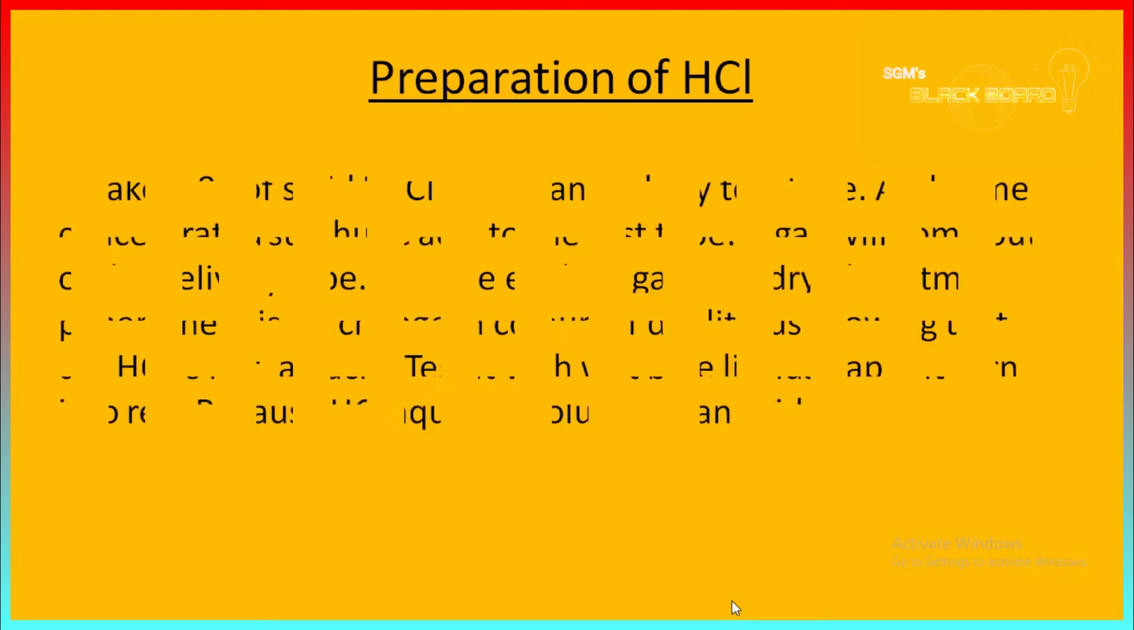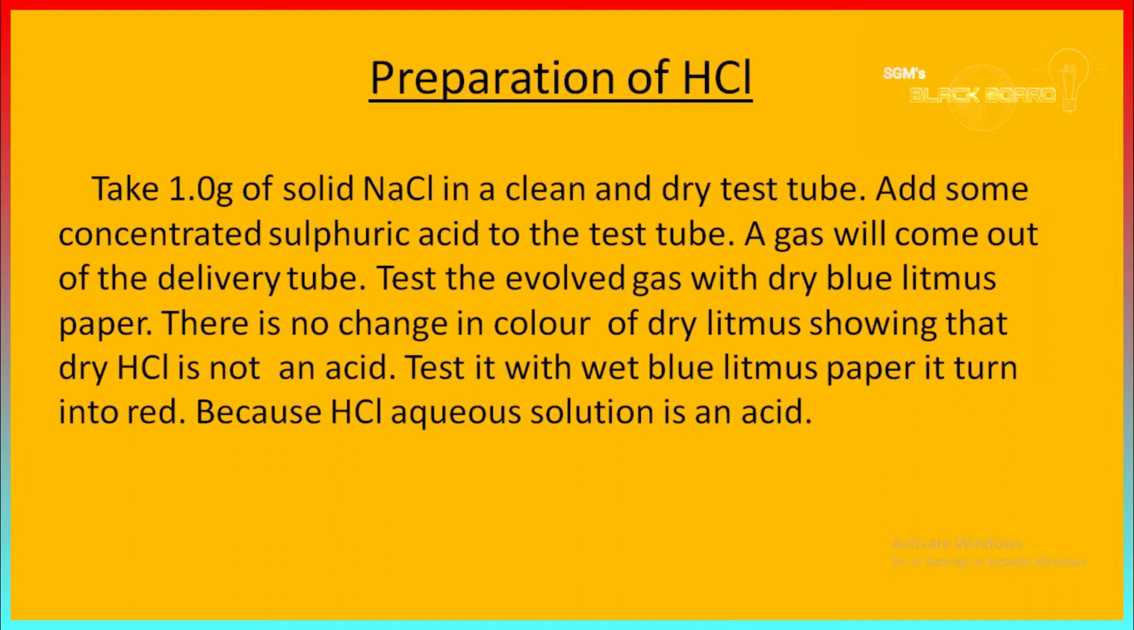Preparation of hydrochloric acid. Take 1.0 grams of solid sodium chloride in a clean and dry test tube. Add some concentrated sulfuric acid to the test tube. A gas will come out of the delivery tube. Test the evolved gas with a dry blue litmus paper. There is no change in color of dry litmus, showing that dry HCl is not an acid.